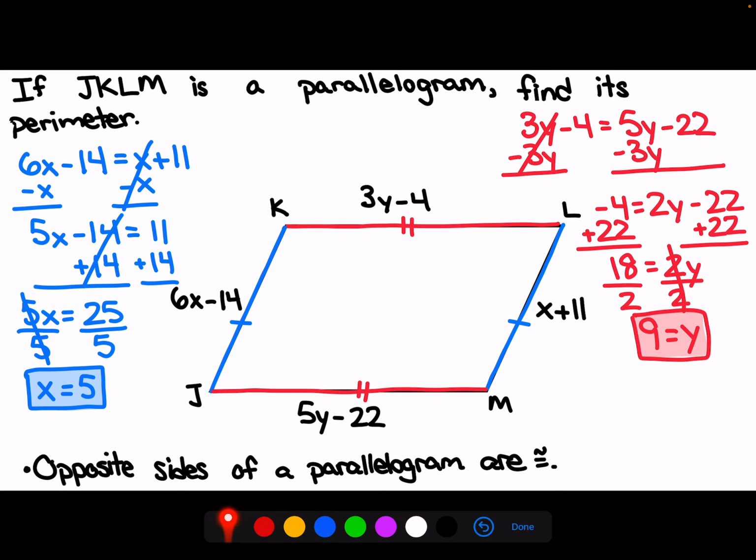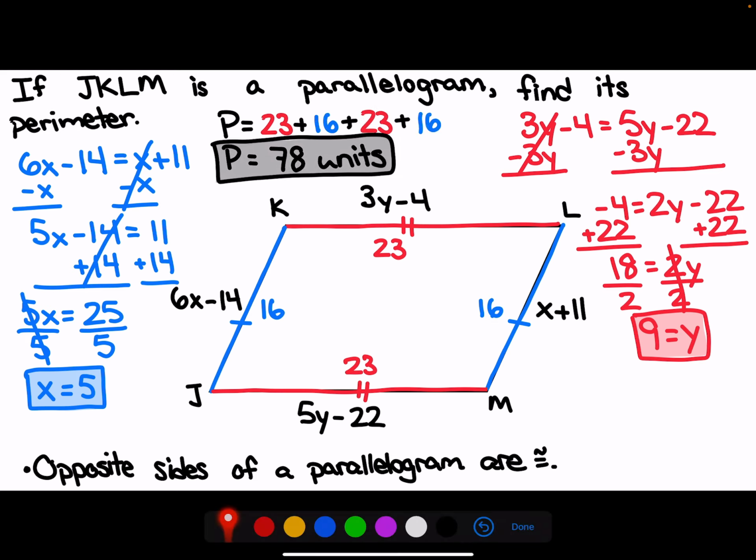Now that we have both x and y, we can plug in, and I don't need to plug into both sides, because opposite sides are congruent, so I only need to plug in for one. If I plug 5 in for x, we get 5 plus 11, so LM and JK are both 16. Plugging 9 in for y, I'd get 3 times 9, which is 27, minus 4, which is 23. So the red sides are 23, blue sides are 16. The perimeter is just adding up all those sides, so we can do 23 plus 23 plus 16 plus 16, which is a total of 78 units. So the distance all the way around this parallelogram is 78.